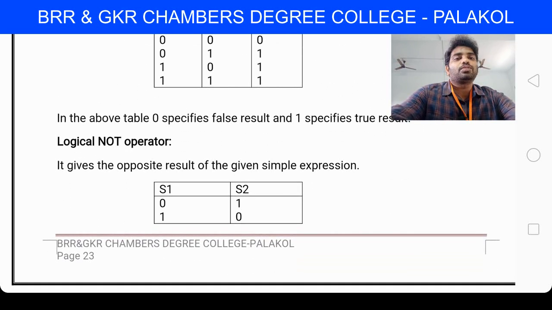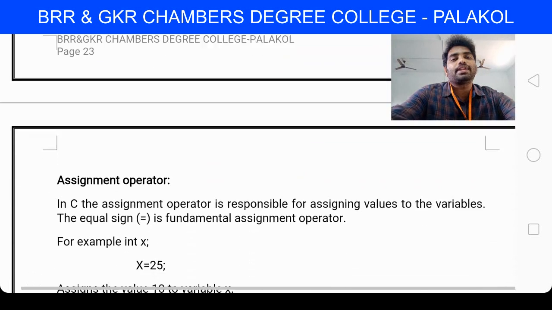Okay, if the condition is true, the output will immediately be false. If the condition is false, the output will immediately be true. That is the logical NOT operator.